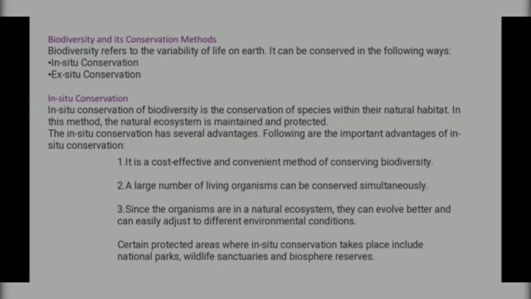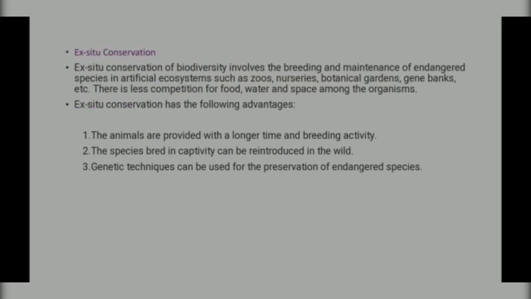Second, a large number of living organisms can be conserved simultaneously. Third, since the organisms are in the natural ecosystem, they can evolve better and can easily adjust to different environmental conditions. Certain protected areas where in situ conservation takes place are national parks, wildlife sanctuaries, and biosphere reserves. The second is ex situ conservation.